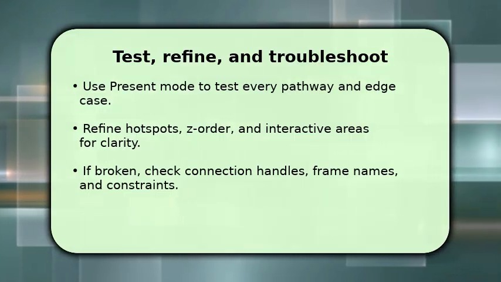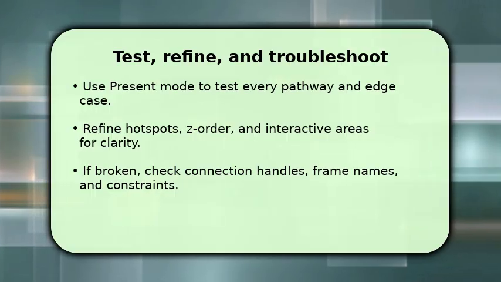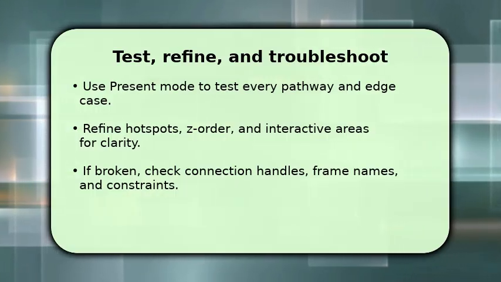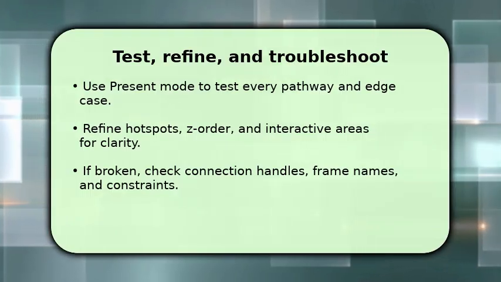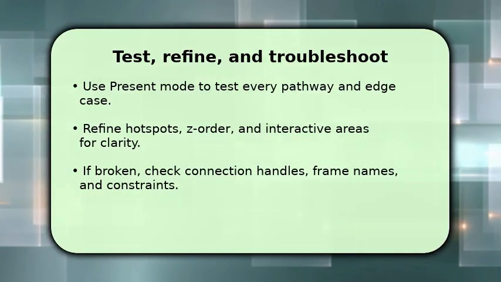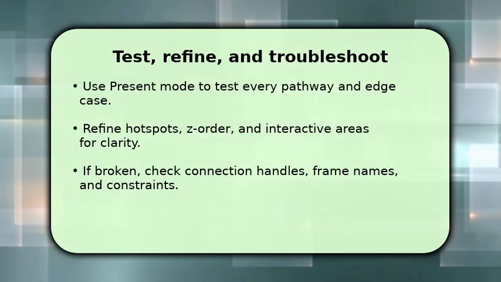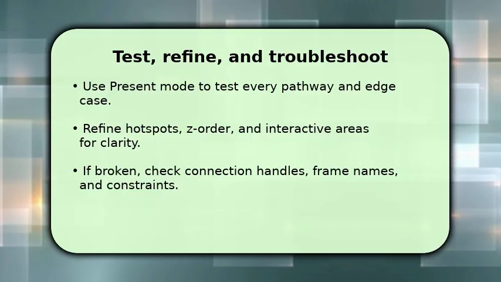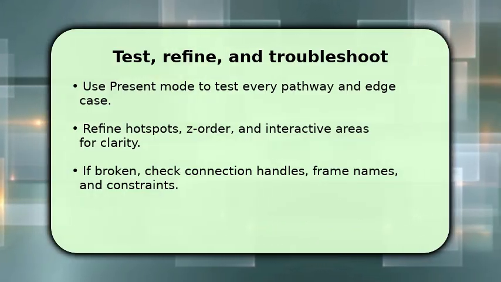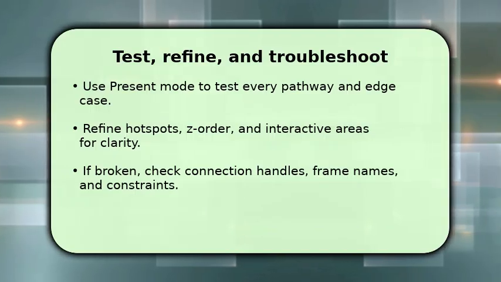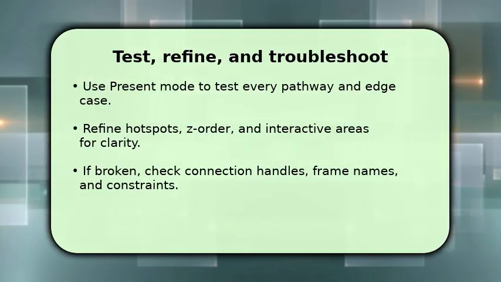Once done, refine hotspots and hit areas so interactions feel natural, and adjust Z-order or constraints if overlays appear behind elements. If something breaks, inspect the connection handles to confirm targets, verify frame names and flow starting point, and check constraints that might move components. Make sure to iterate on micro-interactions until the flow feels intuitive and polished.